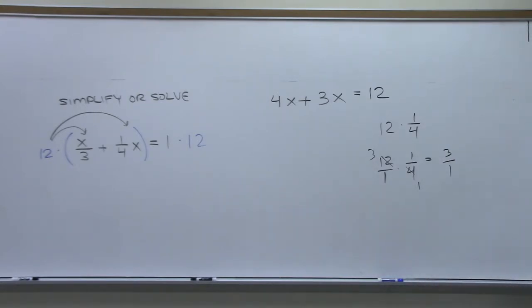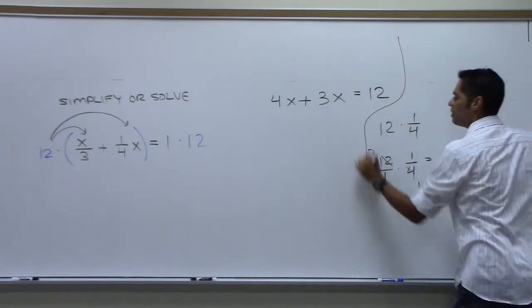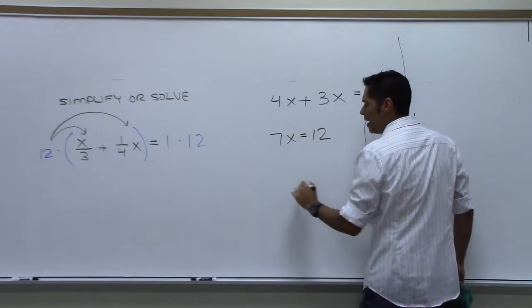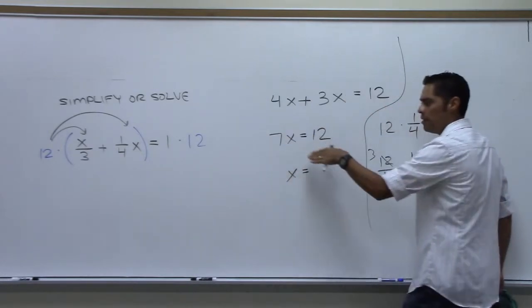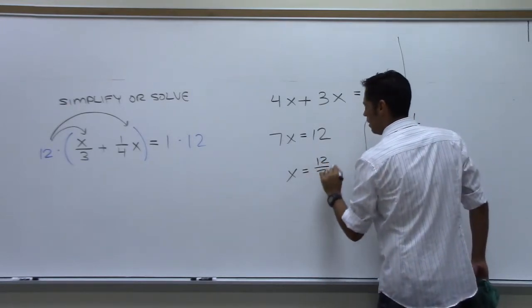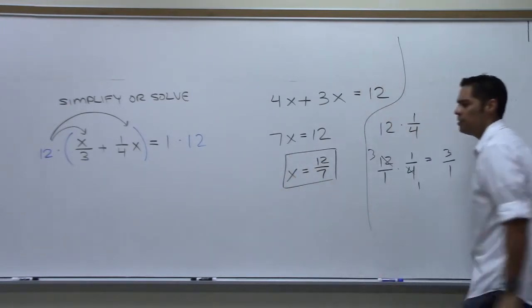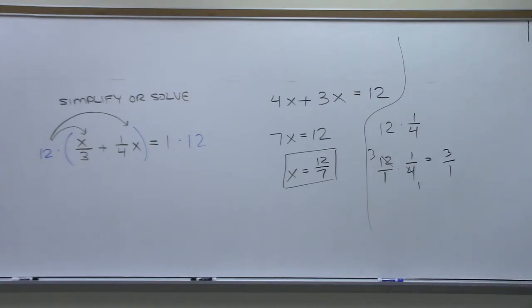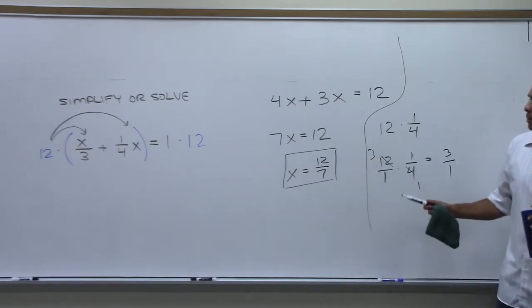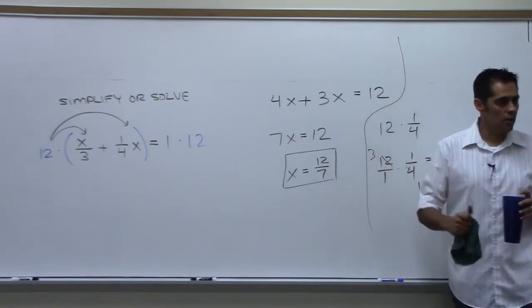Now combine your terms on the left side, 4x and 3x is 7x. So this is 7x is 12. And finally, divide both sides by 7. 12 over 7. The solution is 12/7. Now, if we put that as a mixed number, we still be ready to leave it like that. If you put it as a mixed number, I would not count it wrong.